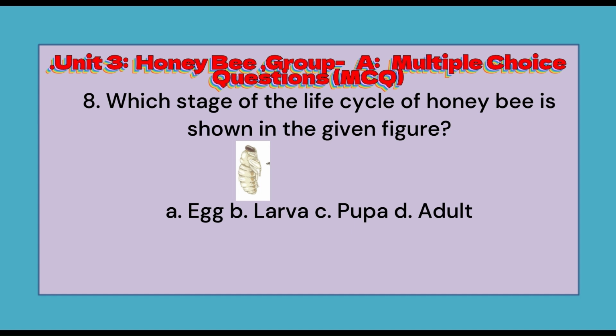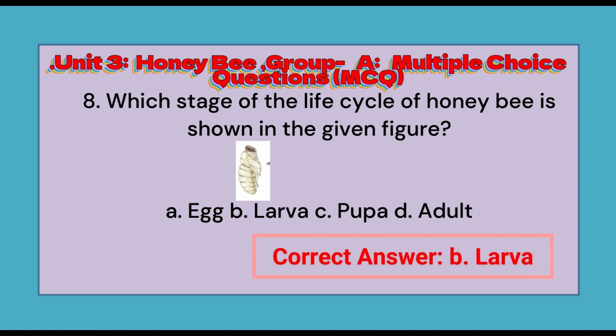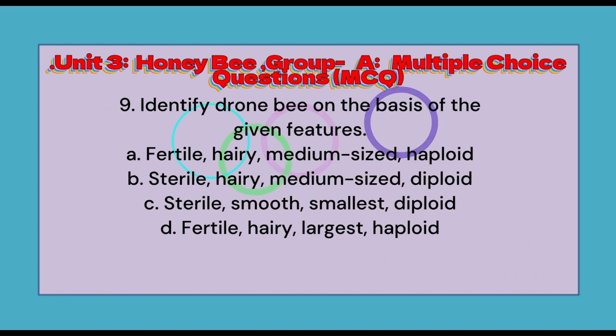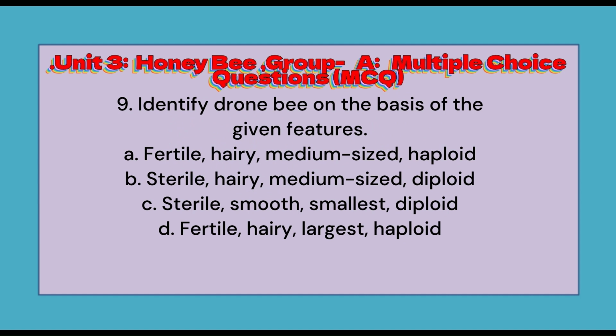A. Egg. B. Larva. C. Pupa. D. Adult. Correct answer: B. Larva. 9. Identify drone bee on the basis of the given features.